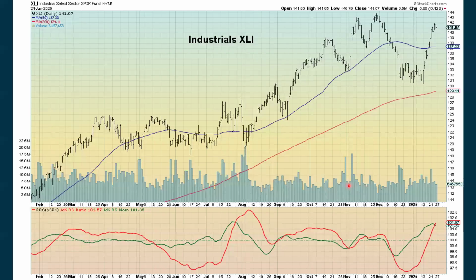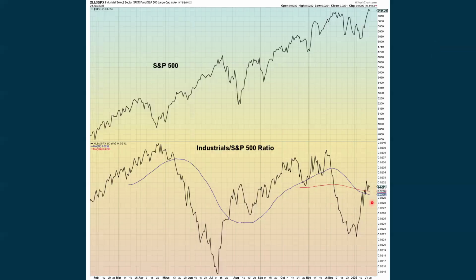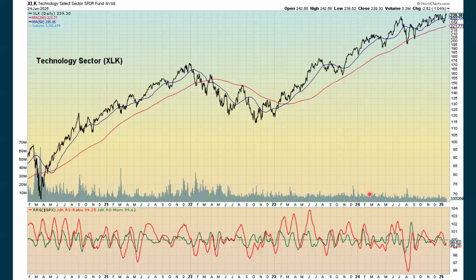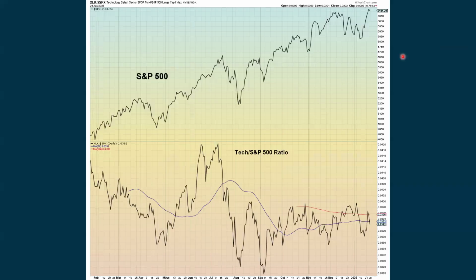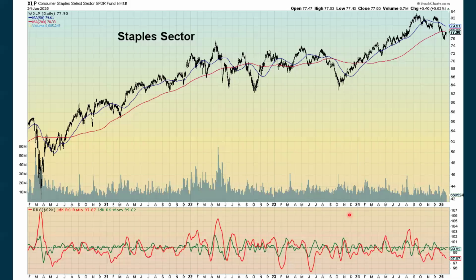Industrials, another economic sensitive area of the market, had been under a lot of pressure, was able to get back above its 50-day moving average, but still has some work to do here to get a golden cross when we compare it to the S&P. Tech sector, this is another growth area, the darling of the stock market. This is looking pretty good right now. But the S&P's been doing well, and the tech sector is doing well, so we've been going sideways with this overall ratio.